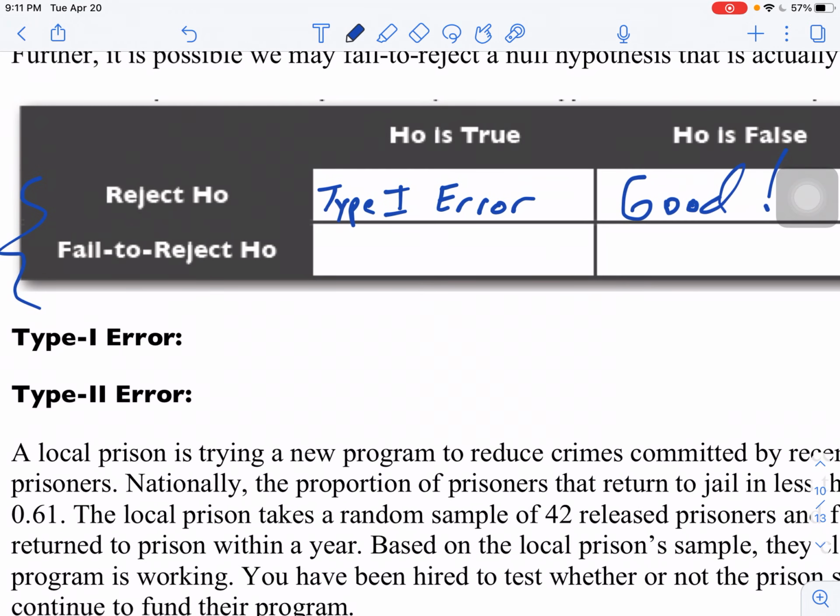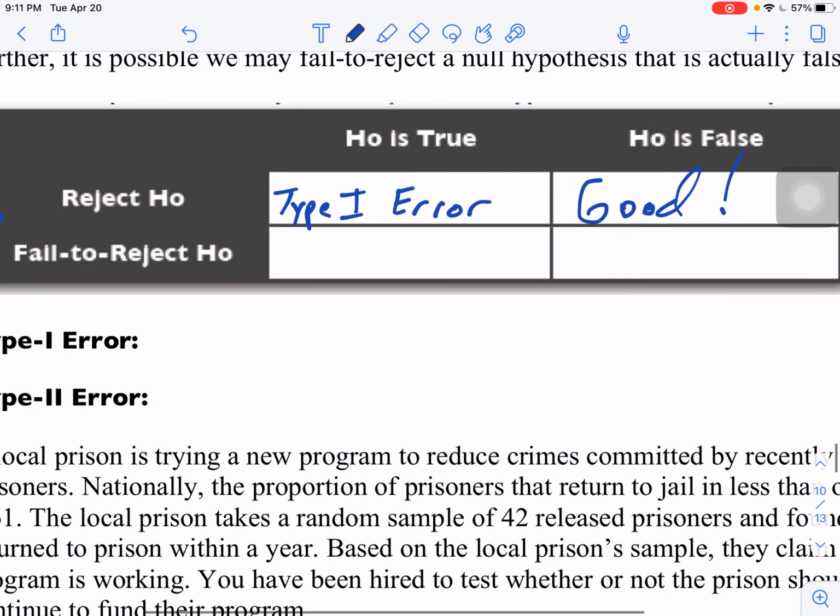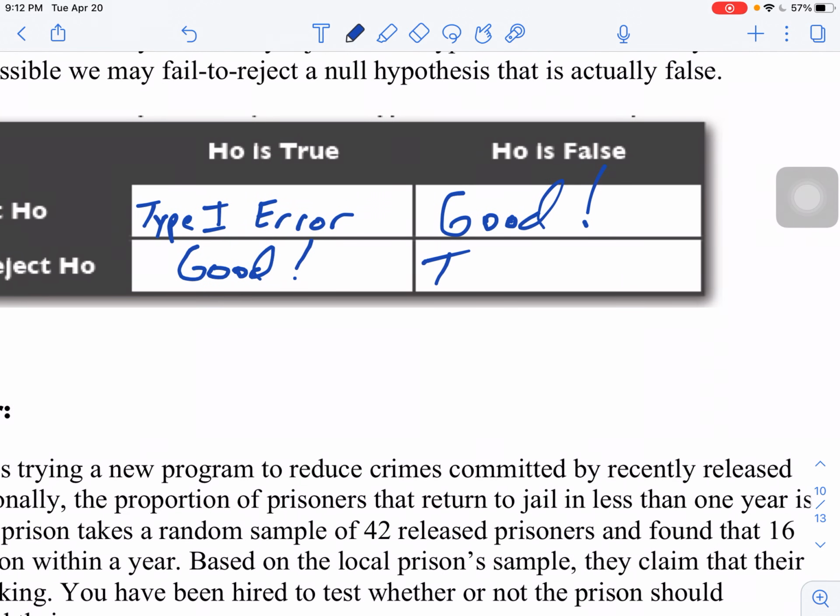All right, so let's go to the next one. So now what if the conclusion of your test was to fail to reject the null? The null could actually be true or it could be false. So let's think about what's the good outcome here. If I'm failing to reject the null, I want to fail to reject the null if the null is true, right? So this is the good outcome, all right? Then failing to reject a false null, right? That's a bad outcome, and that's what we call a type 2 error.